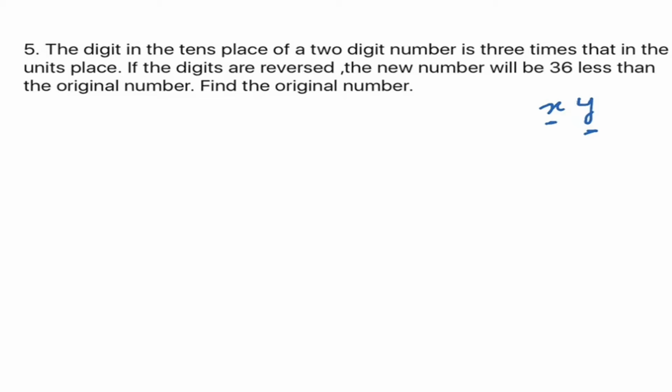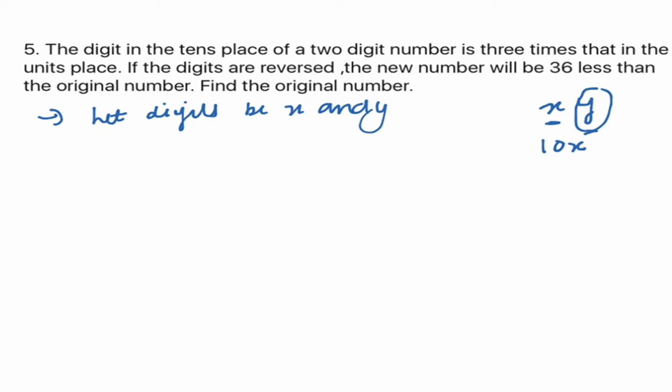So if this is the unit place and this is the tens place, then for the tens place we multiply the digit by 10. Then only it will make the tens place digit. So let the digits of the two-digit number be x and y. Then our two-digit number will be 10x plus y. That represents the tens place and that represents the unit place. So the number is 10x plus y.